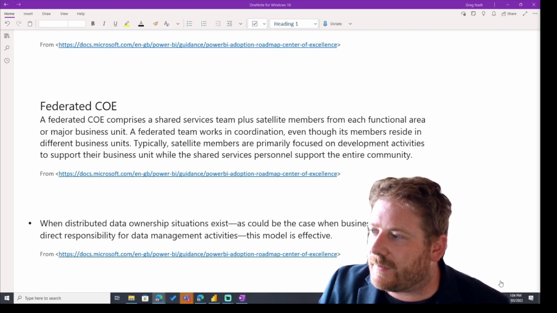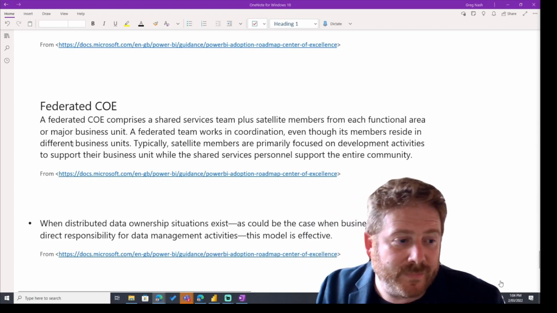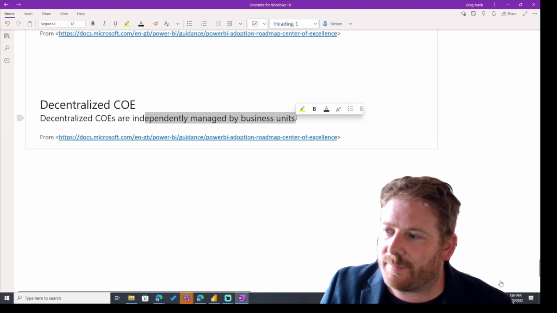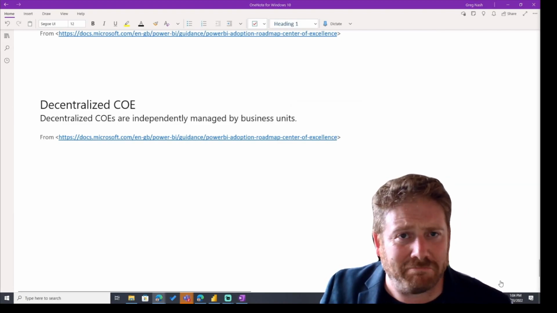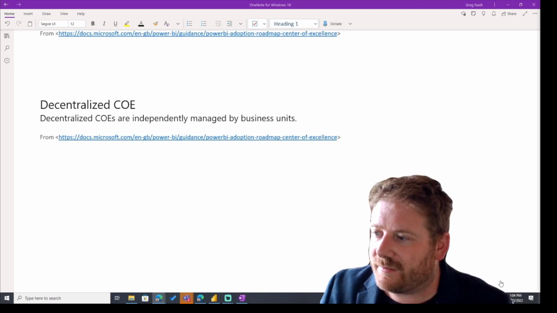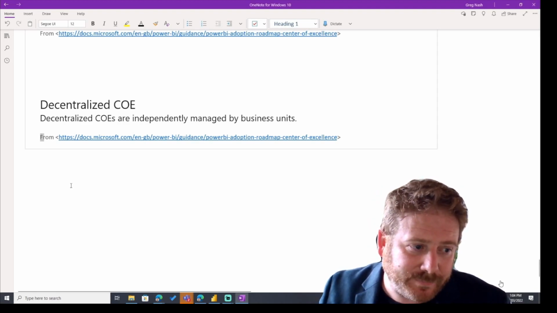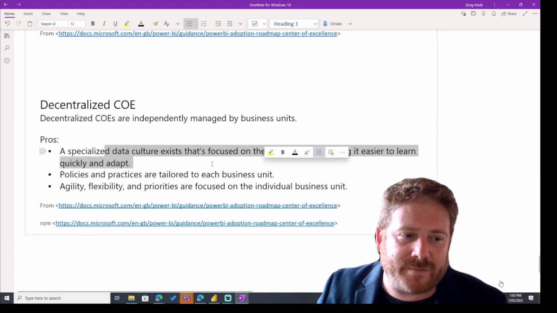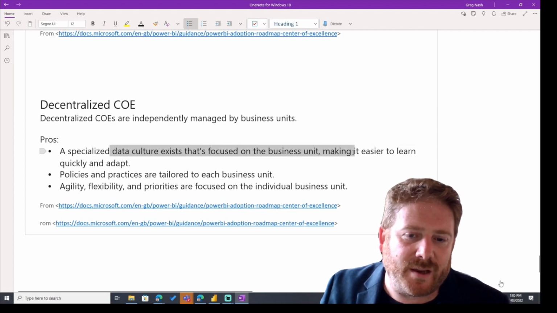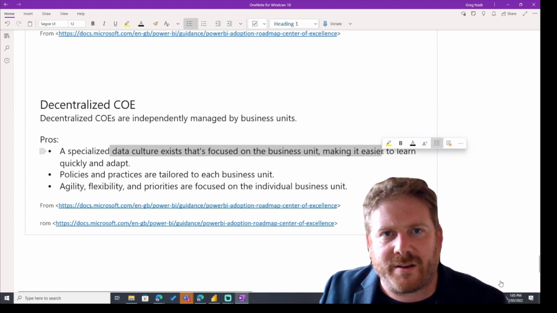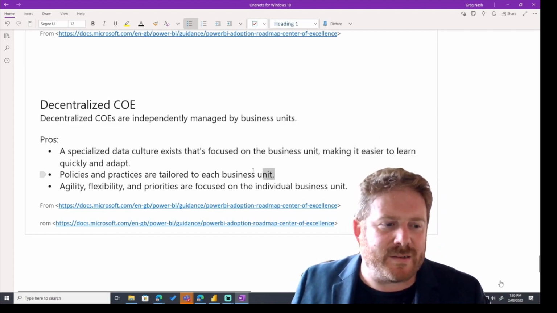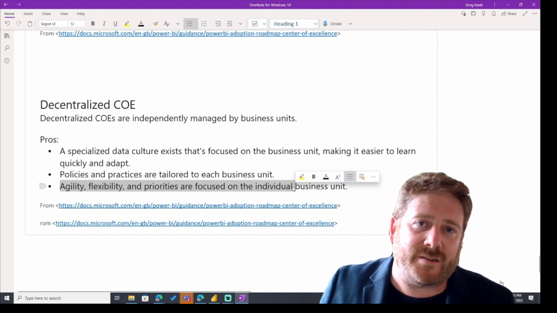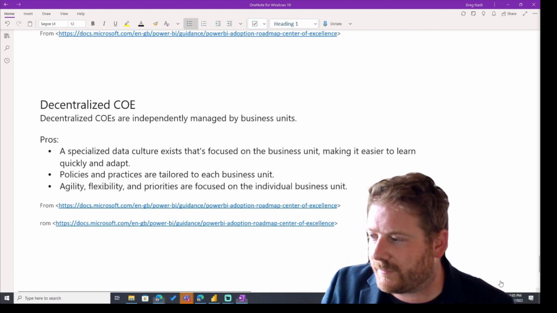Yes. And then decentralized. The final one, completely decentralized. Independently managed by business units. So that means everybody's got their own COE. Interesting. The pros are it's focused on a business unit, making it easier to quickly adapt. So if it's specialized data culture exists, then people get it quicker because you're learning about your own business unit. Policies and practices are tailored, which is nice. A lot of agility, a lot of flexibility. Priorities are focused on their own business unit, so they're not competing.